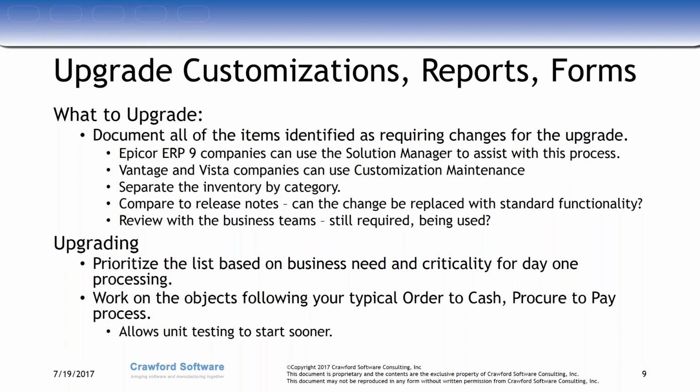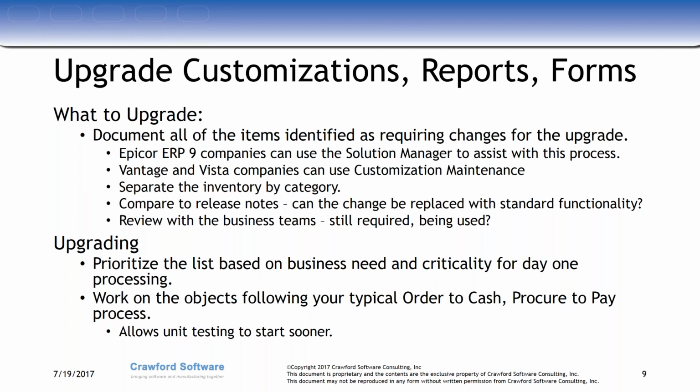And then you want to prioritize the list based on the business need and criticality. What do I need for day one? What do I have to be able to go live? And what's available? I need it once a month. I need it at quarter end. I need it at year end. This is just going to help you identify that project timeline. Make sure you address the critical ones first, and we'll talk about it more a little bit later, but address those critical ones first and get them working, functioning, ready for user testing.